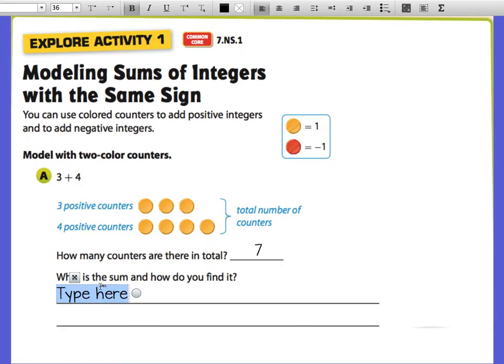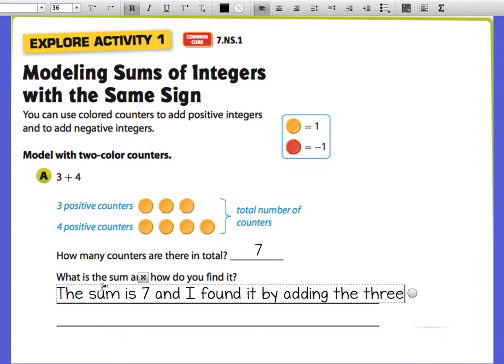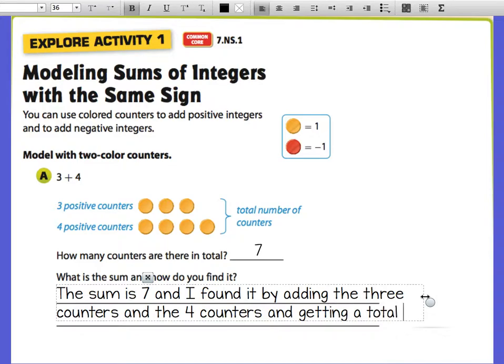Right? So when looking at this, what is the sum and how did you find it? Well, the sum is 7, and I found it by adding the 3 counters and the 4 counters and getting a total of 7. Yes, I realize that I just accidentally typed 8.